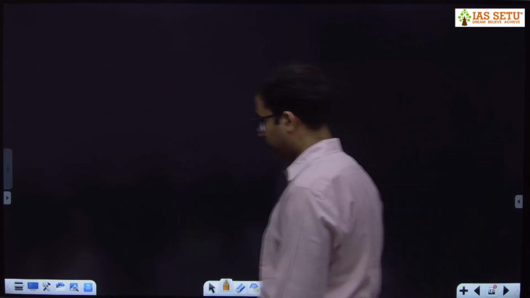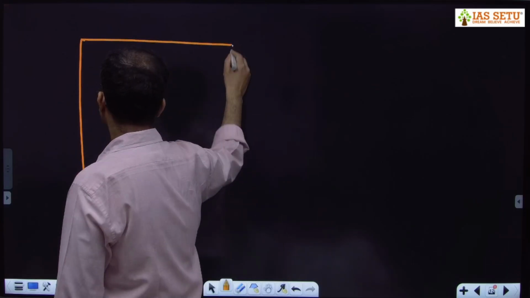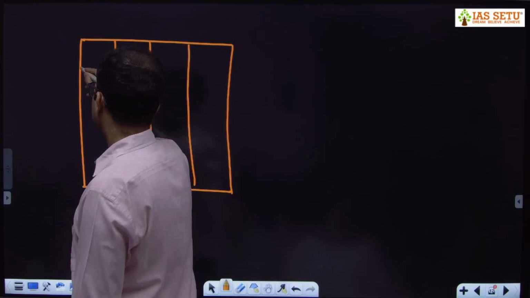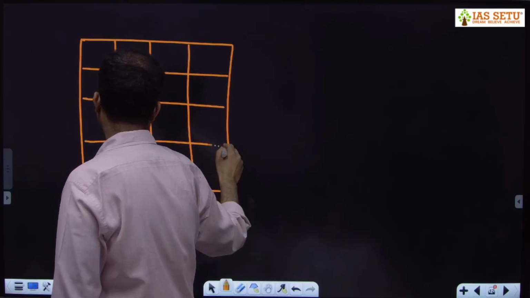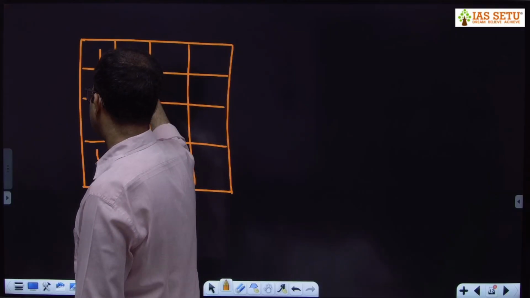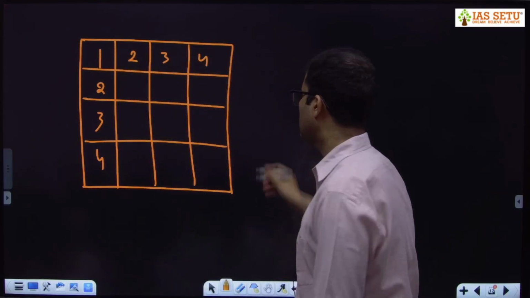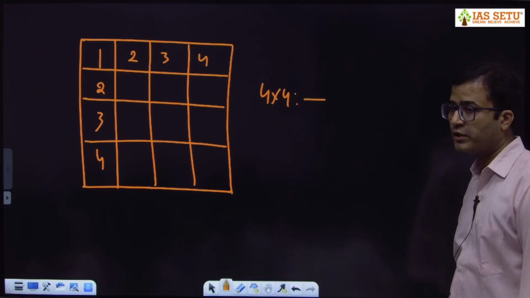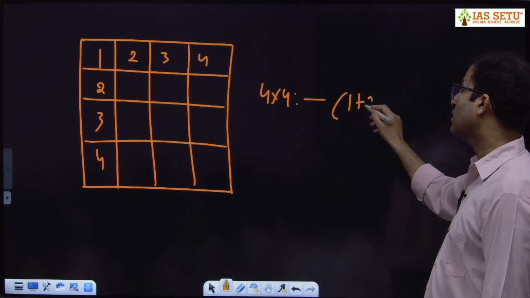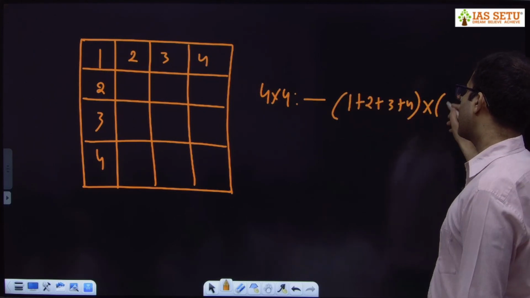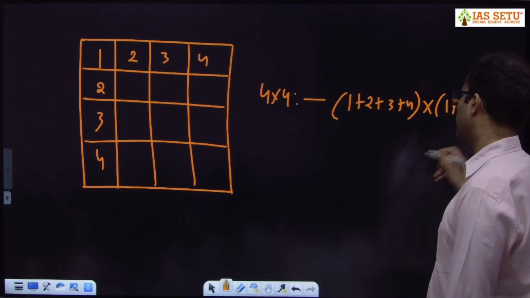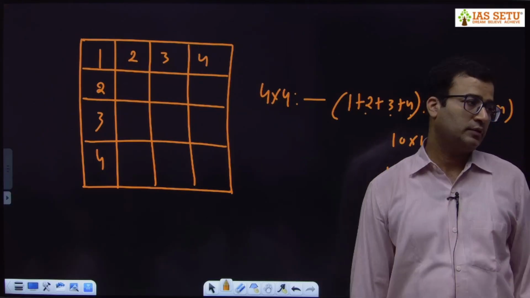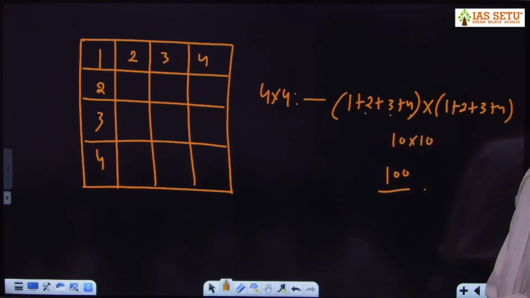Now next. Believe me, manual counting is not feasible. It will take around 7-8 minutes. So better is our short trick. The given figure is 4 by 4, and in this 4 by 4 figure, we will see how many rectangles are there. First bracket: 1 plus 2 plus 3 plus 4. Second bracket: 1 plus 2 plus 3 plus 4. 3, 6, 10, into 10, 100. In this given figure, we have a total of 100 rectangles.